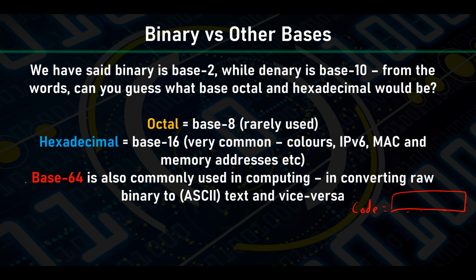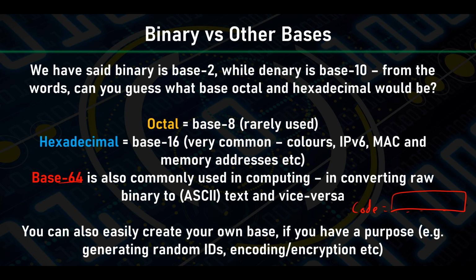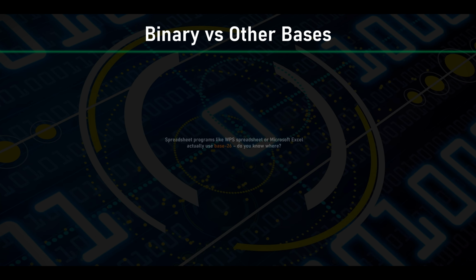So I guess that's one case where base 64 is actually used, if people have shared any of the code using the share button on the website. Of course, you can also create your own base if you have a purpose, e.g. generating random IDs, encoding, encryption. So maybe if you want to use base 7 for this particular purpose, then of course, you can easily do that.